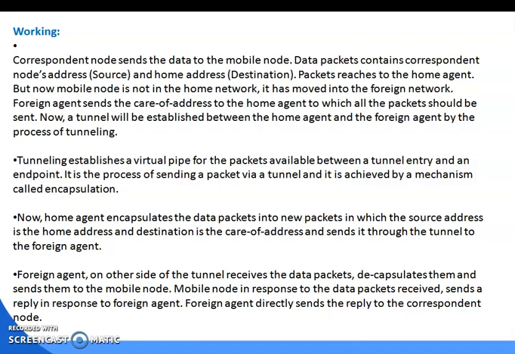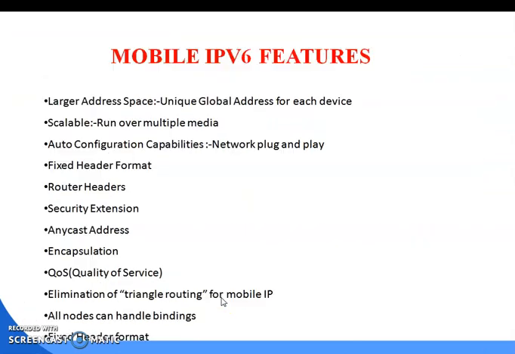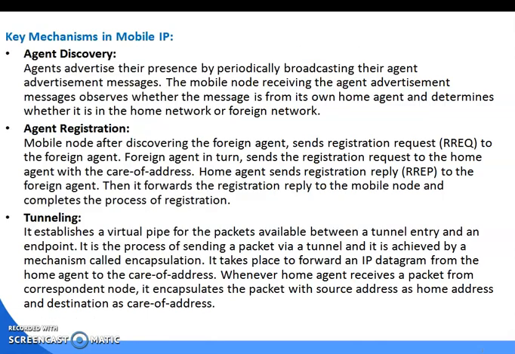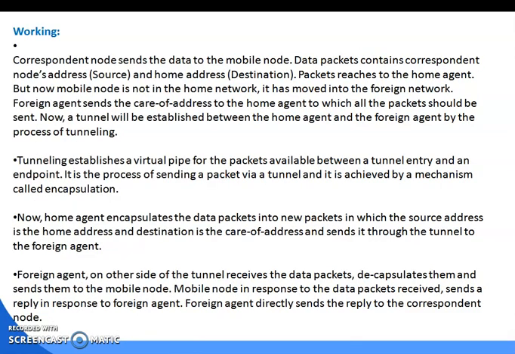It is the process of sending a packet via a tunnel, and it is achieved by a mechanism called encapsulation, because data will transfer through an encapsulation process. Encapsulation means data is sent through an encoding process. That is because a third person might try to retrieve the data from that area, so for security reasons it is encapsulated.